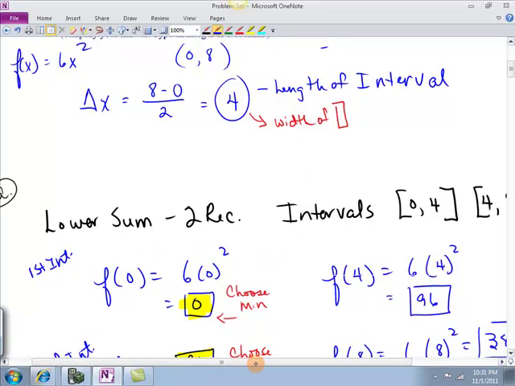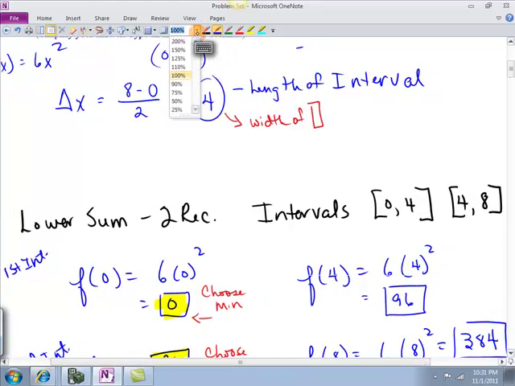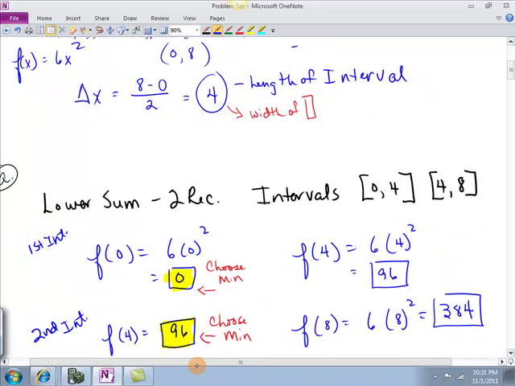Okay, all right, so part A, we're going to do lower sum with two rectangles. Let me make this a little bit smaller so I can fit it on here. All right, we're going to write the intervals as 0 to 4 and 4 to 8. What I want you to do is take each interval and evaluate those endpoints. So in other words, f of 0 is 6 times 0 squared. f of 4 is 6 times 4 squared. Compare those two numbers you get, and we're going to choose the min because we're doing lower sum. Lower sum means we're going to choose the min out of the endpoints.